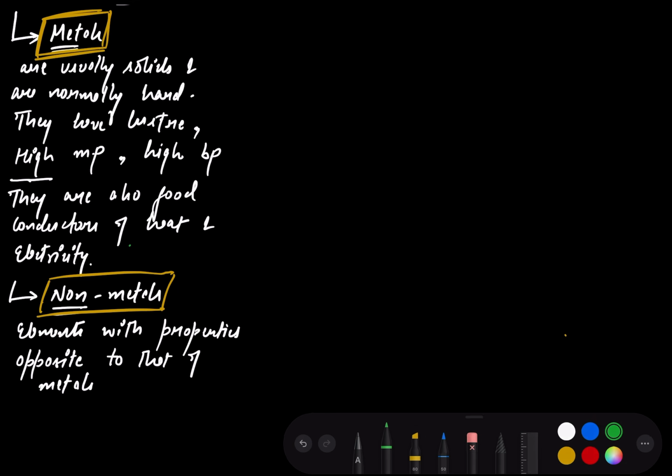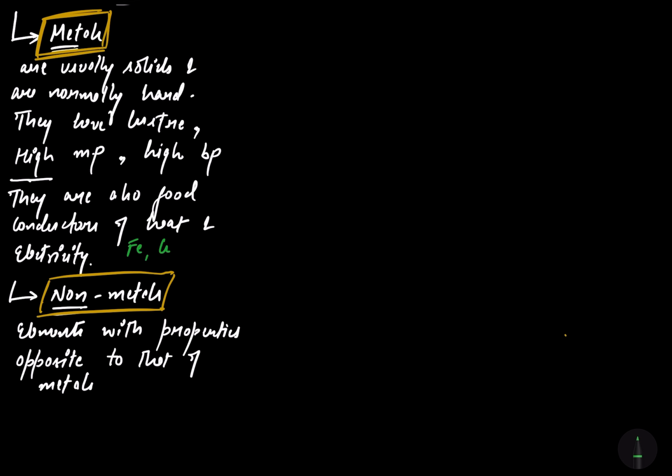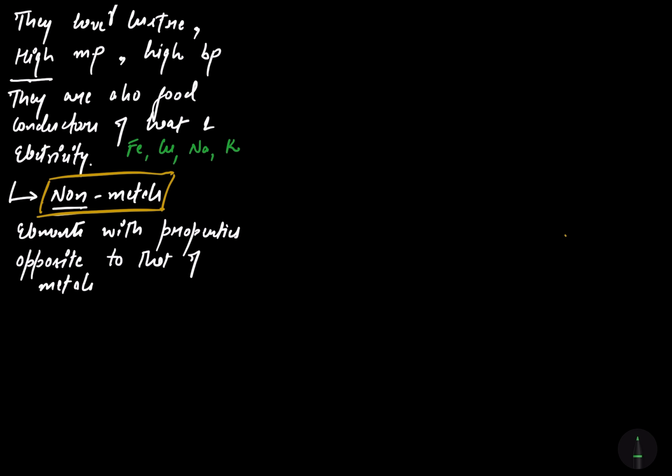The examples are like iron, copper, sodium, potassium. I just wrote down the symbols. The names and the symbols you all students must have studied in your junior classes. I'm taking the examples of non-metals. For example, the symbol of hydrogen is H, that of oxygen is O, carbon, nitrogen. The elements and their symbols you all must have studied in your junior classes.